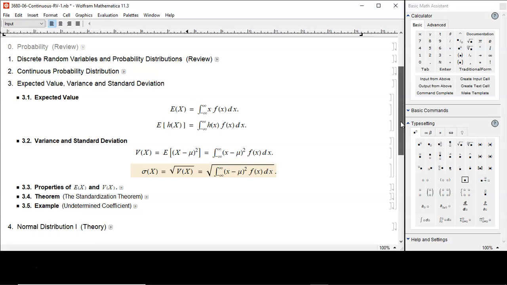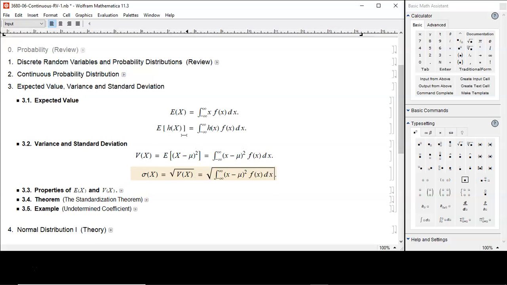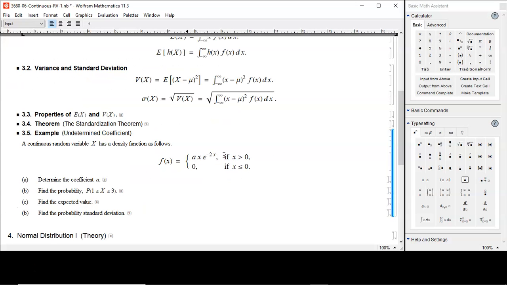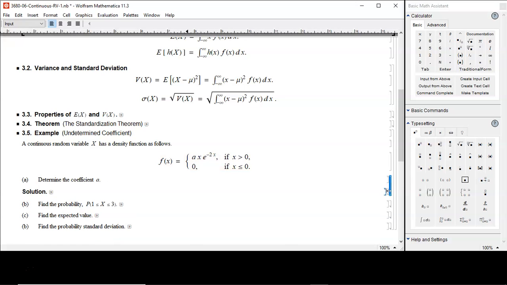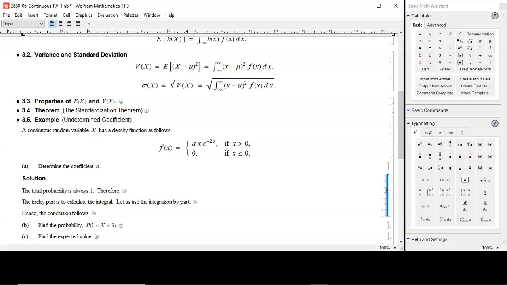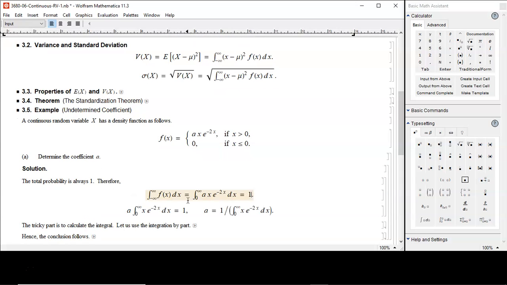Let's see, shall we do some application problems, how to calculate those? Okay, here's an example problem. F of x is given like this, and determine the coefficient a. Total probability is always 1, so the integral of the density function from negative infinity to positive infinity is always 1. And a is a constant so take it out, so what do you get? A times that integral.